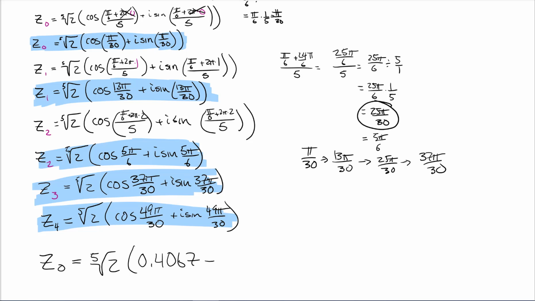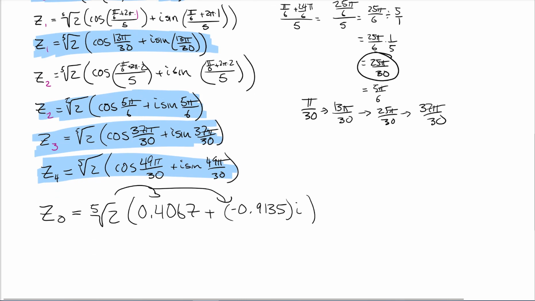0.4067. I'm just adding extra ones in. And then we're going to have the number times our i. We need to plug that into our sine function as well. So sine of 49 pi divided by 30. Get a negative 0.9135. Now distribute that stuff in. So you're going to take them and, I don't know, you can use your rounded answers, I believe. I don't think anything crazy is going to happen. I think we should be fine.